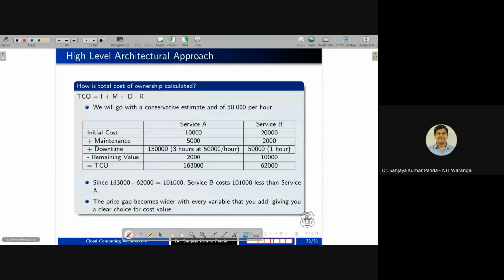Similarly, TCO can be calculated with other factors also. I am not going into the details of this one. In this case, the downtime is also considered, right? In the previous case, we considered only initial cost, maintenance and remaining value. But in this particular case, we consider another parameter, that is downtime. So you can calculate the cost of ownership and determine which service is better.